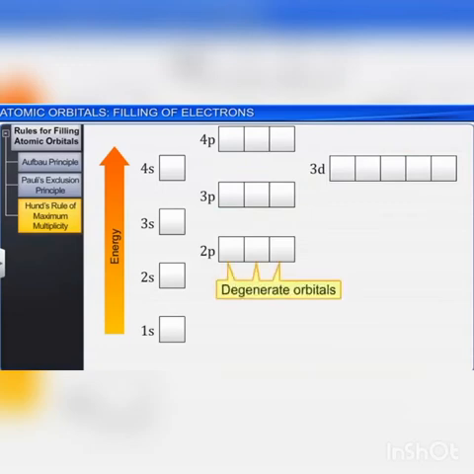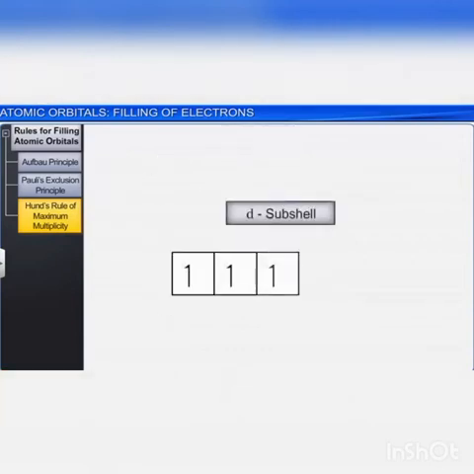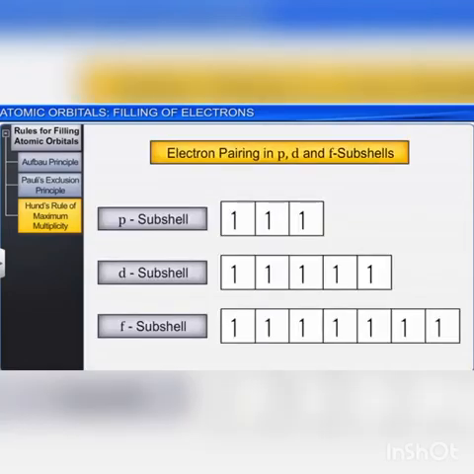The Hund's rule of maximum multiplicity states that in a set of degenerate orbitals, the orbitals are singly occupied first and then pairing of electrons takes place. It can also be stated as the pairing of electrons in the orbitals belonging to the same subshell doesn't take place until each orbital belonging to the same subshell gets 1 electron each. Therefore, electron pairing in p, d or f subshells cannot take place until each orbital of a given subshell contains 1 electron each.